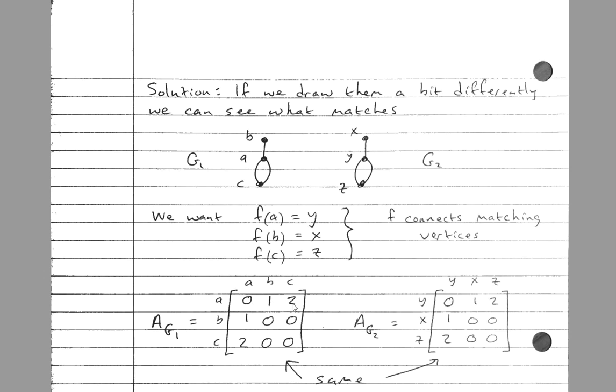And there are two edges connecting A to C. So we put a 2 here. Also B to A, there's 1. And C to A, there's 2. No edges from B to B, no edges from B to C, or C to C, so these are zeros.